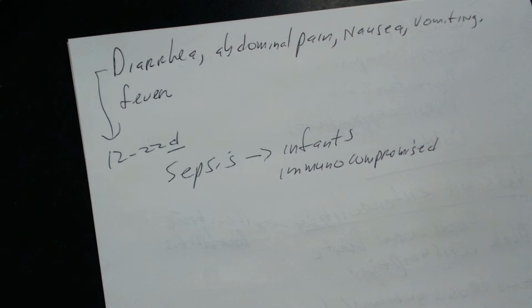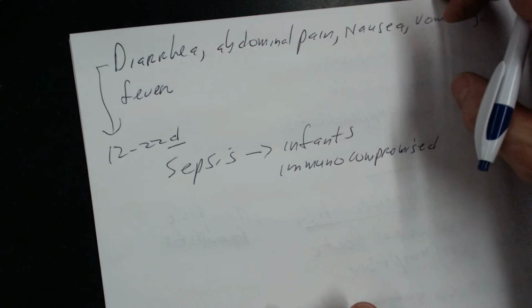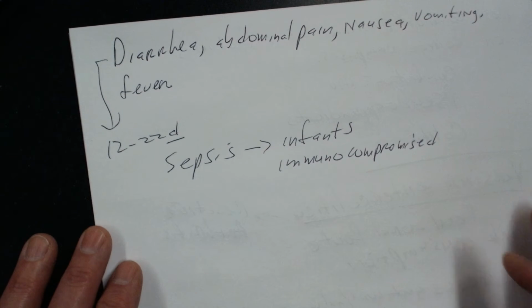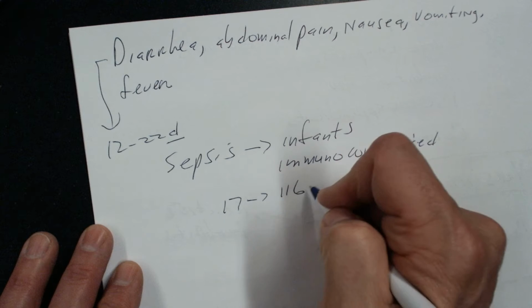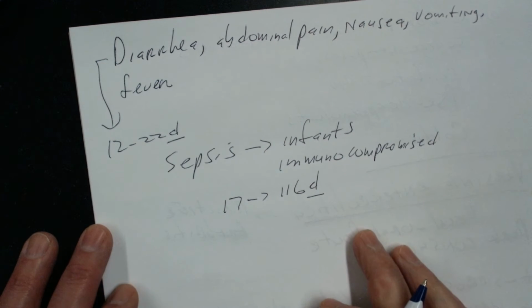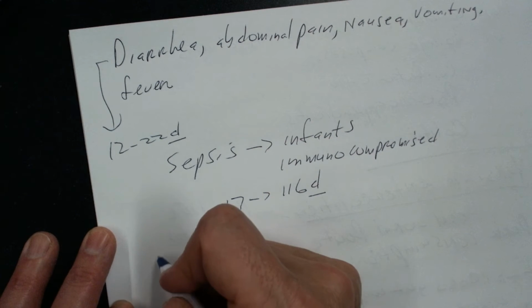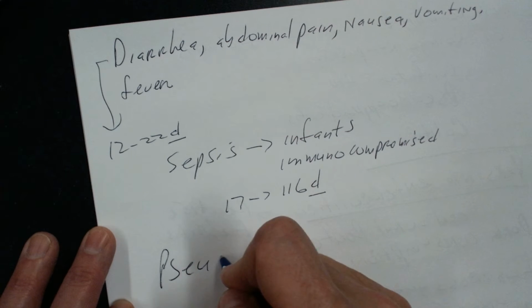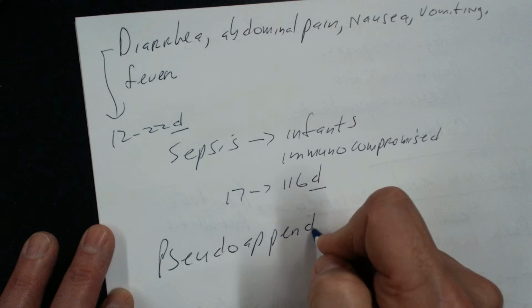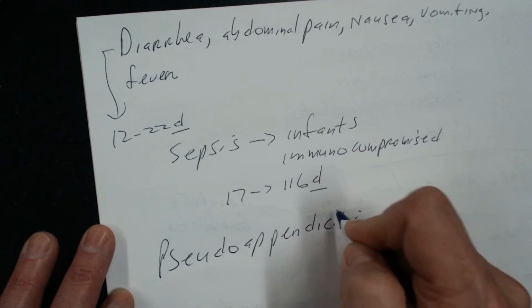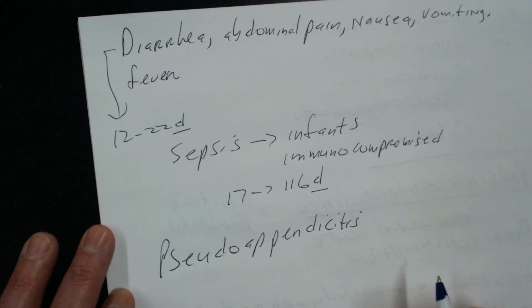And then the organism usually will continue to shed organisms. You may shed for 17 to 116 days. You can also mimic, so you can get also with this a pseudo appendicitis. And the reactive arthritis will affect multiple joints.